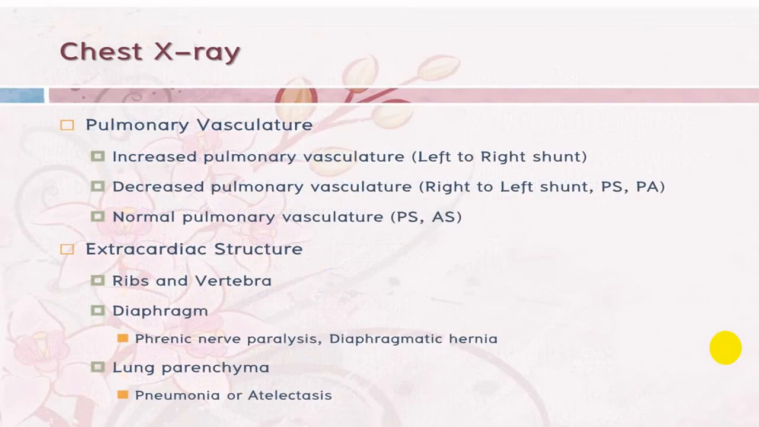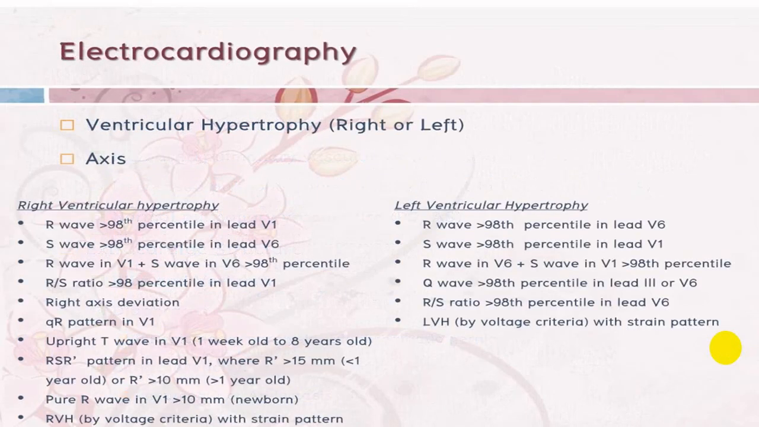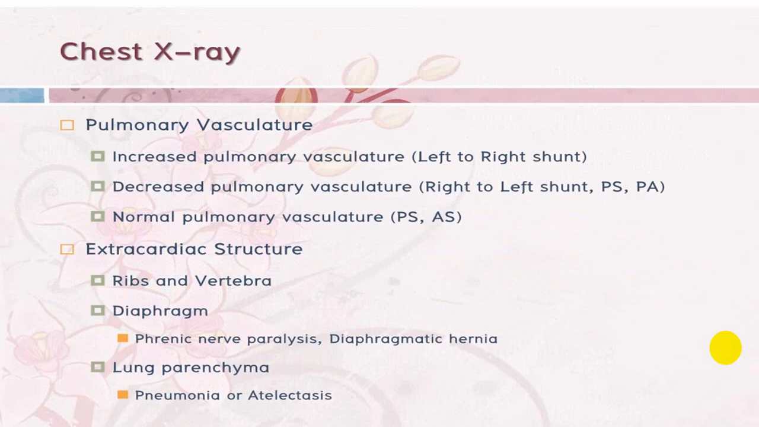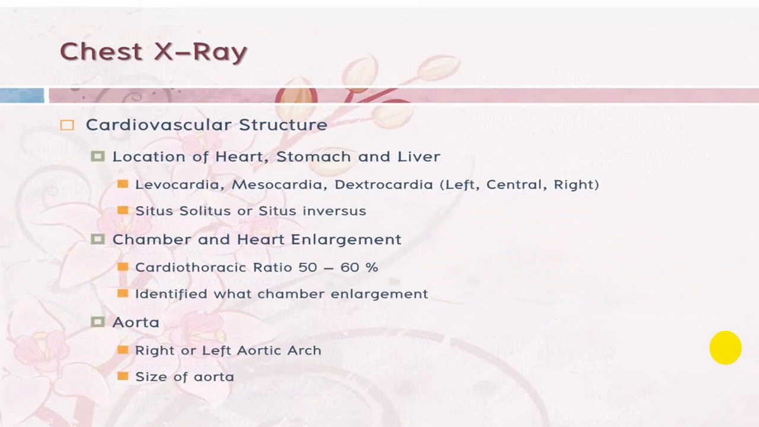In a chest X-ray, there are some peculiar features which can help you out. There are some typical X-ray findings, and an X-ray chest can give you a lot of idea regarding malrotation like levocardia, mesocardia, dextrocardia, situs solitus, situs inversus, situs ambiguus. Then chamber enlargement can be identified. Size of aorta you can identify.